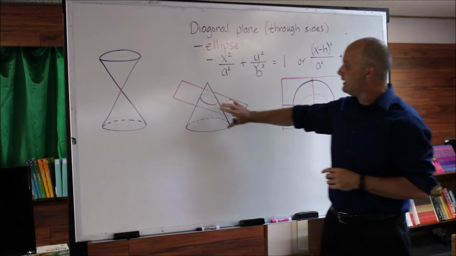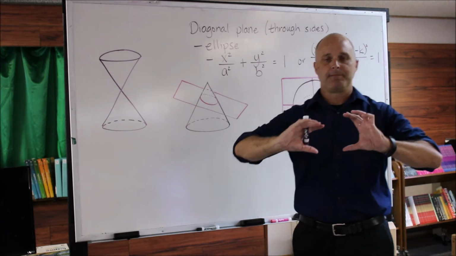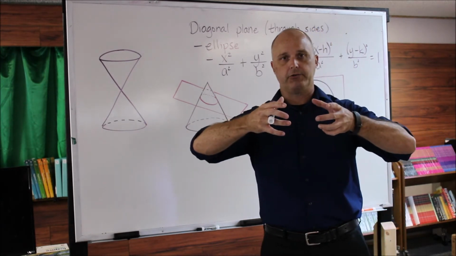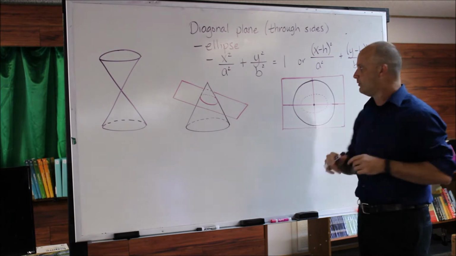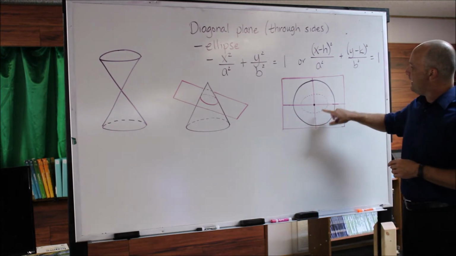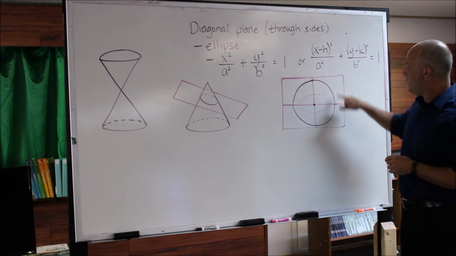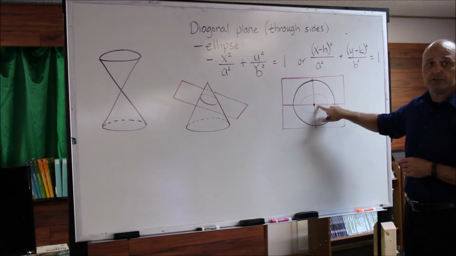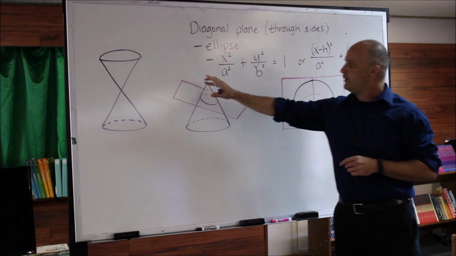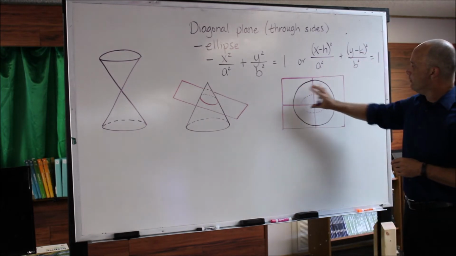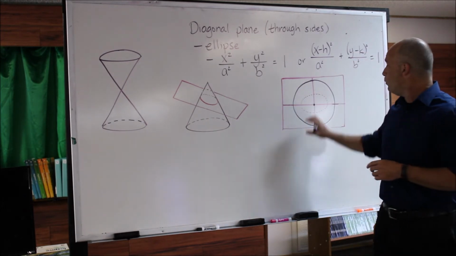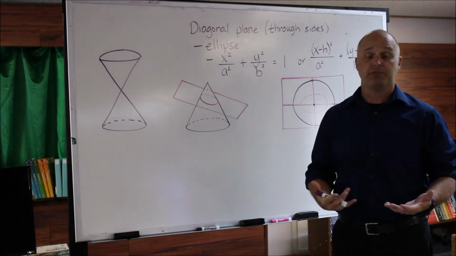And so if we were to take this two-dimensional shape and rotate it 90 degrees towards you, what we're going to see is that this is the top right here. This is the point of the cone. This is the bottom of the cone. And this is the resulting shape from when we put the diagonal plane through the cone. We get what is known as an ellipse.